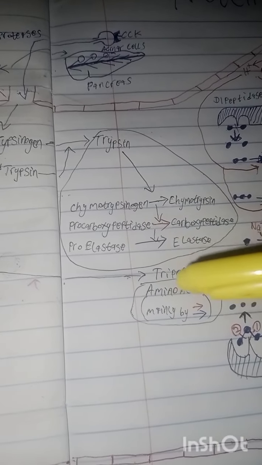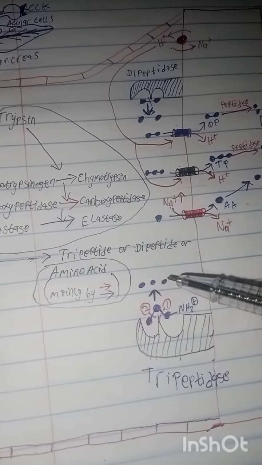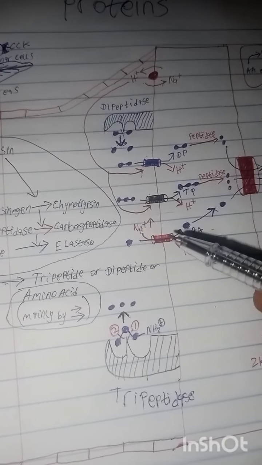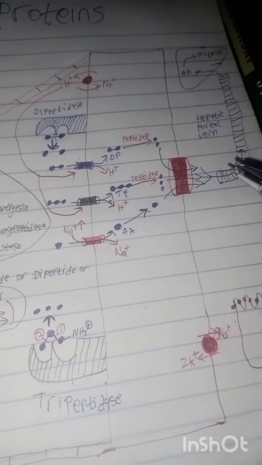Now, for the amino acid part, it is mainly the carboxypeptidase and elastase that turn the small polypeptides into amino acids. Over here, we have the enterocyte brush border enzymes. We have the dipeptidase and the tripeptidase. So, both of them turn dipeptides and tripeptides into amino acids. Now, not all of them are converted, so we have some dipeptides and tripeptides moving into the enterocytes along with the amino acids. Now, all of them move into this transporter and go into the hepatic portal vein.